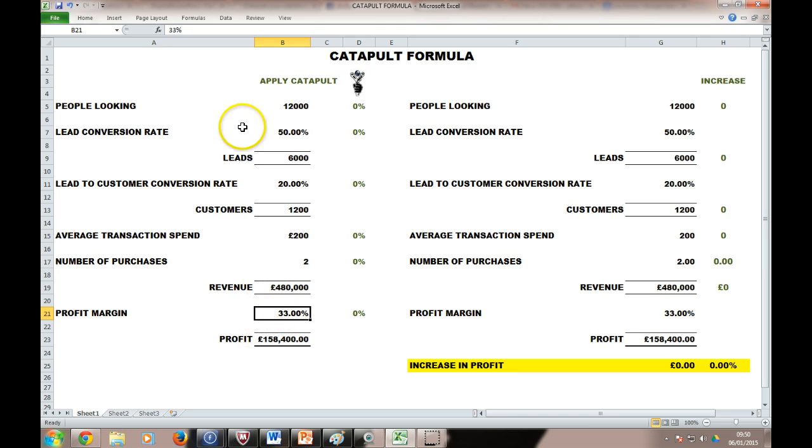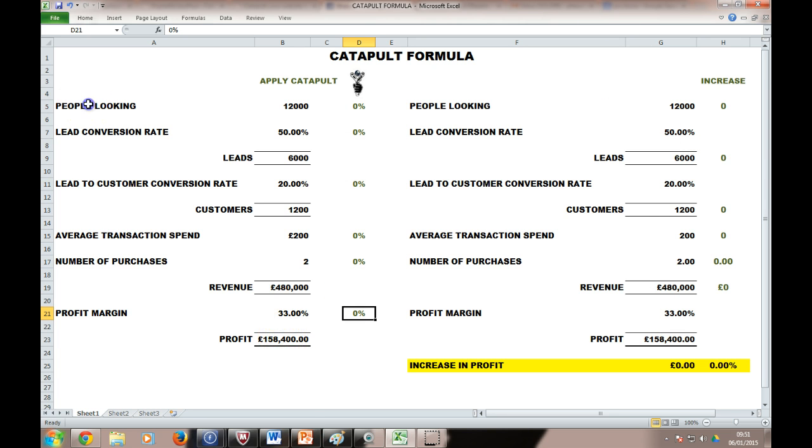Now, I'm going to assume here that 1,000 people a month visit a website, so over the year that's 12,000. So I'm looking at a yearly scenario here, and your average customer buys from you twice a year. In the middle here, we have the apply catapult column. The catapults are the tools, the services, the training that we offer as part of the package that can help you get an increase on each of these levels. And on the right-hand side is the result of applying the formula. At the minute, each catapult is set to a 0% increase, so obviously there's no increase on the right-hand side.